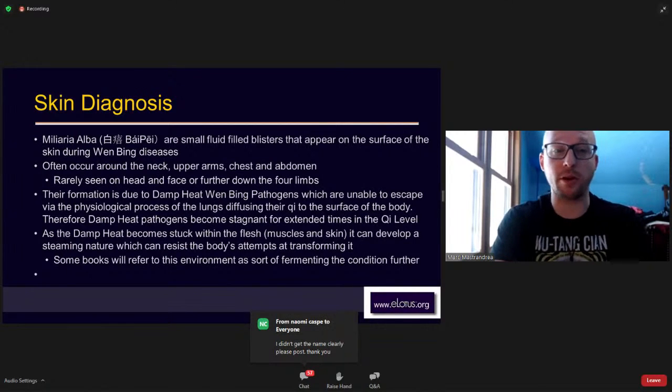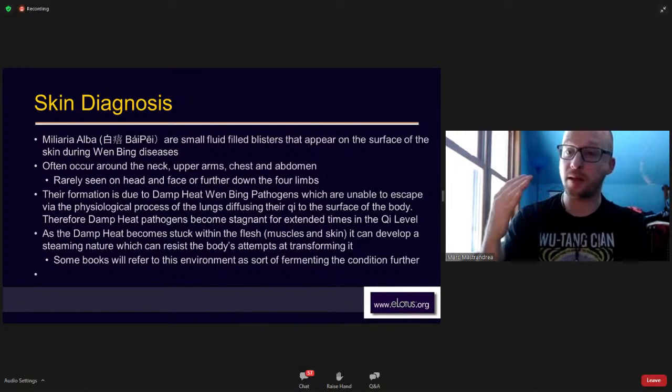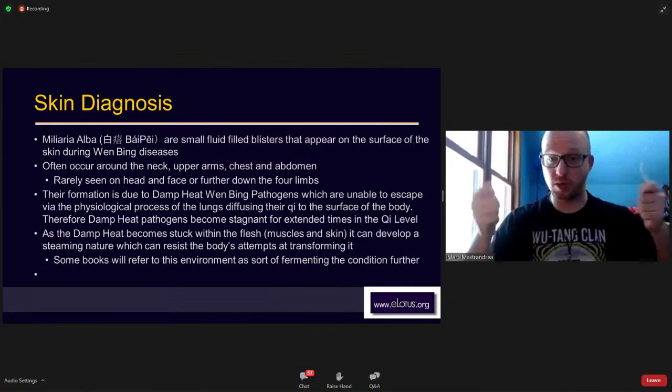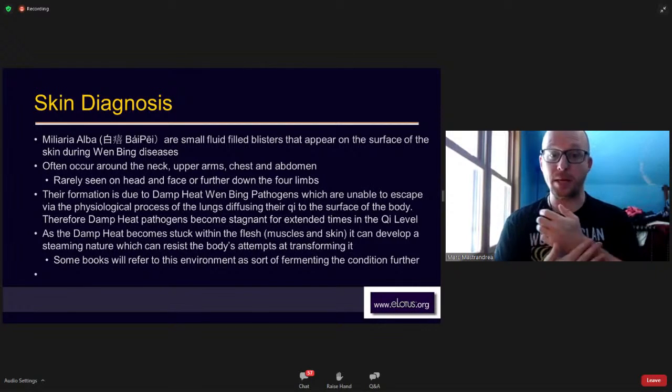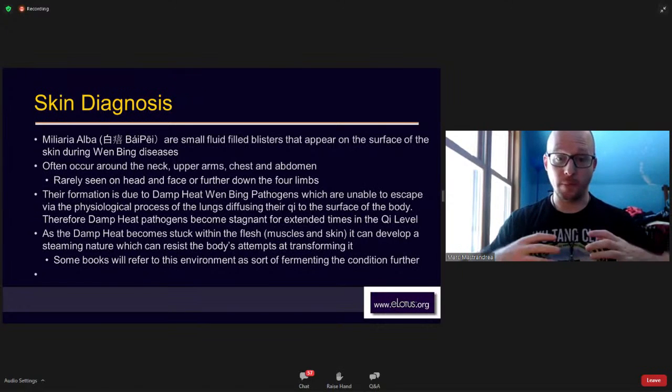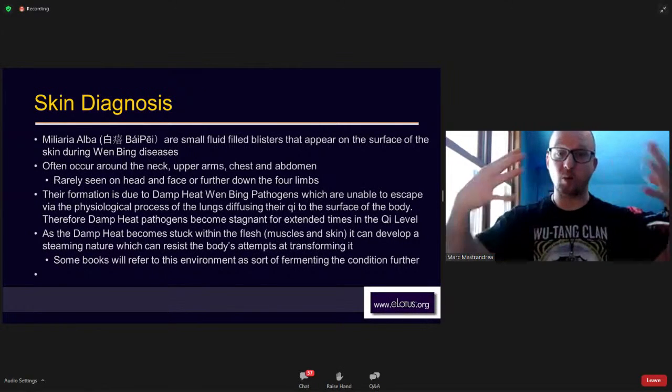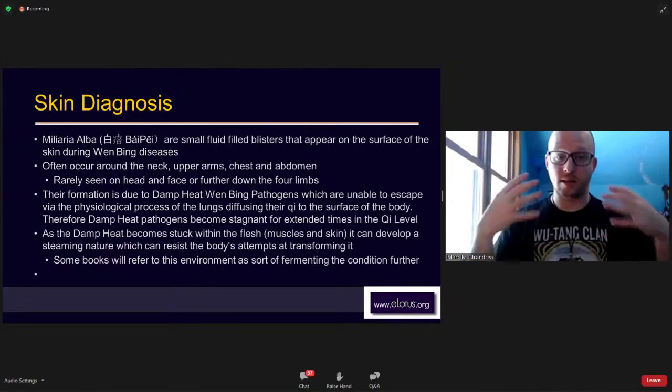So here we go. So miliaria alba, right? It's this idea of bai pei, small fluid-filled blisters that appear on the skin. You have this heat that's welling up, this damp heat that's steaming in the chest, right?